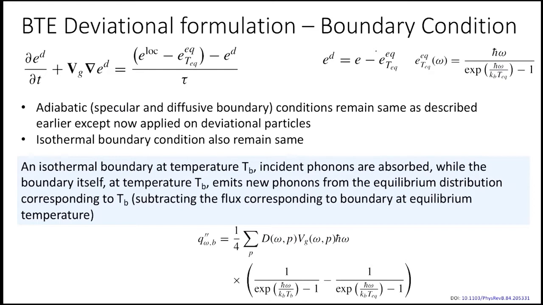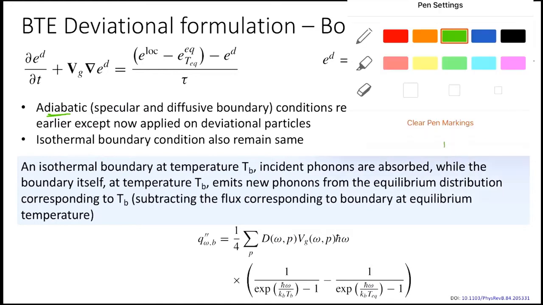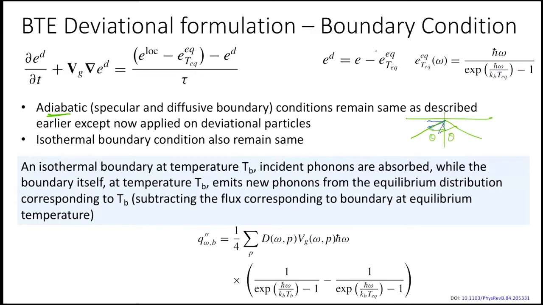So we defined this adiabatic boundary, the specular condition where the scattering was exactly at theta angle. And in the diffusive condition, the particle after scattering with the wall could go randomly in any direction. So both of these conditions remain exactly the same, except now we are going to apply them to the deviational particles. So nothing changes. Isothermal boundary conditions also remain pretty much the same.